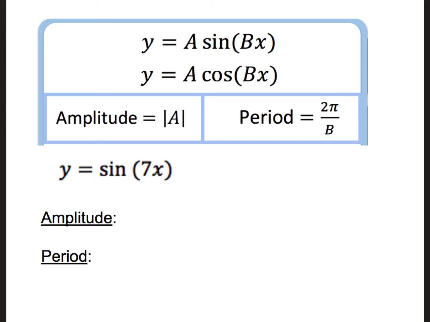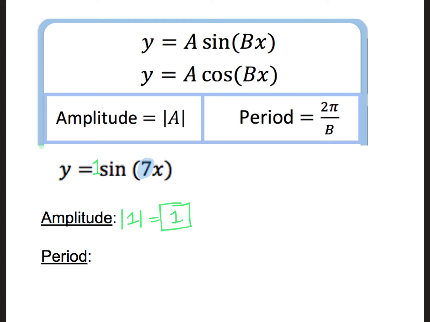All right, my next one, we have y equals sine 7x. First, I need my amplitude. Again, remember your amplitude, you're using that a value, which is in front of sine. In our case, we have a sneaky little 1 here. So my amplitude is the absolute value of 1, which is just 1.